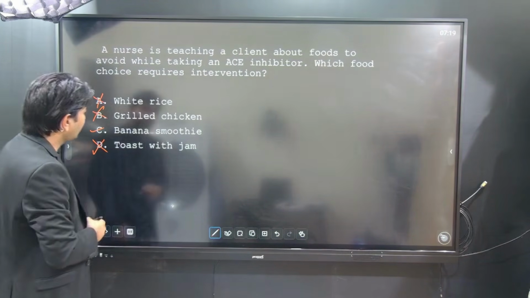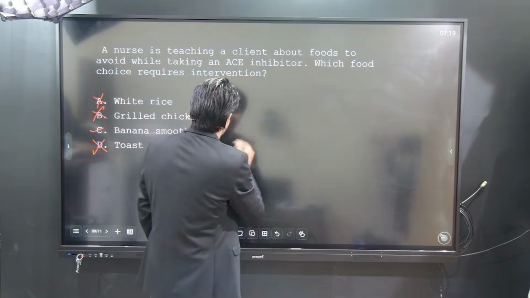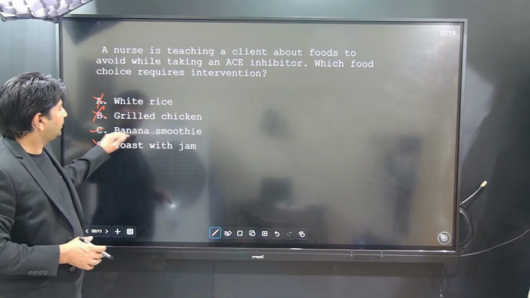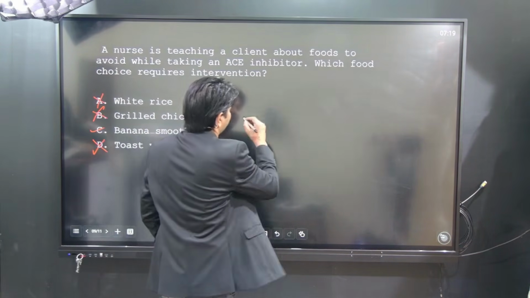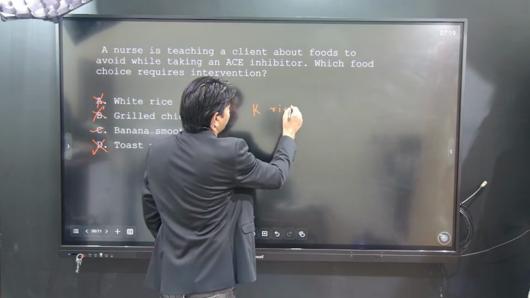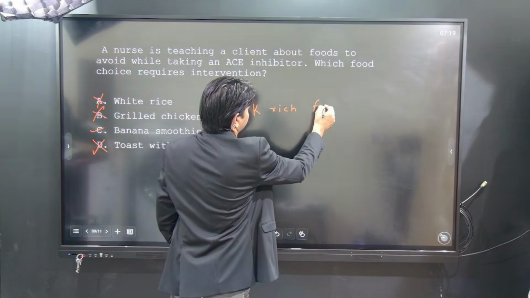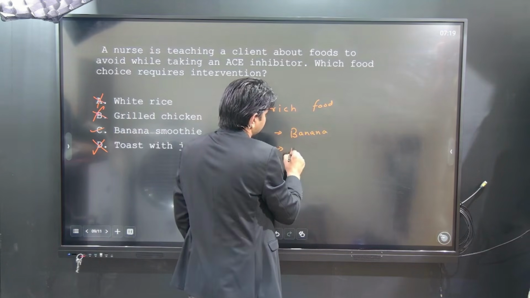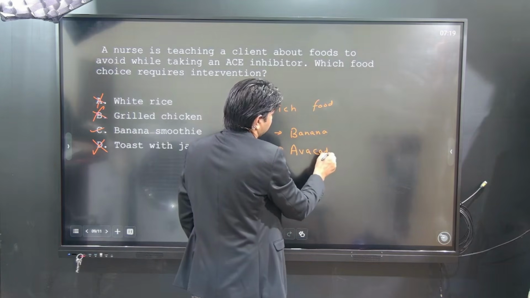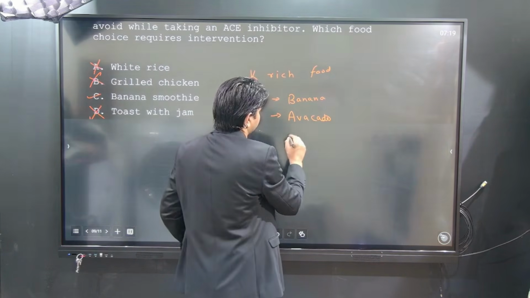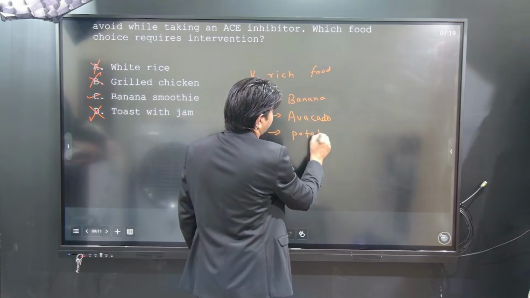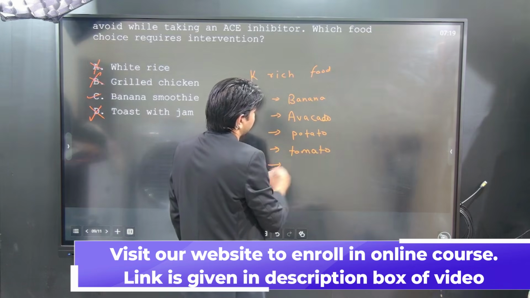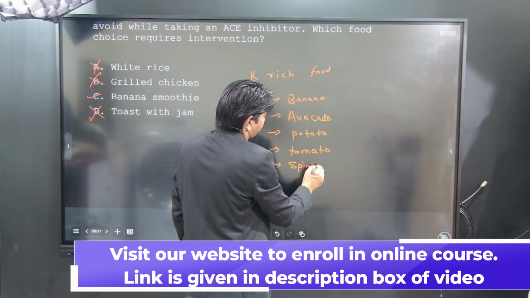This isn't particularly rich in potassium, so I'll write out a list that you should keep in mind because sometimes on the exam, a specific food is mentioned, and you have to choose the right answer. So let's list some potassium-rich foods. Banana and avocado. Potato, tomato, those classic everyday vegetables. Spinach.